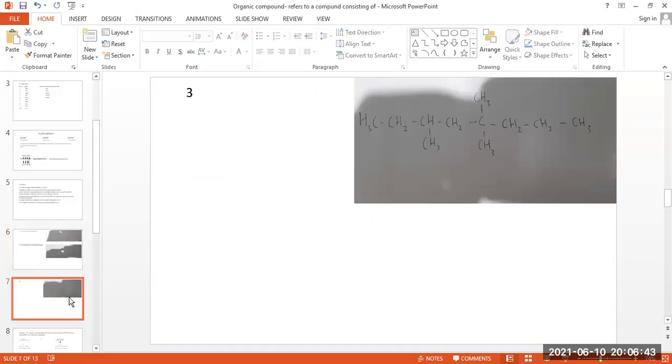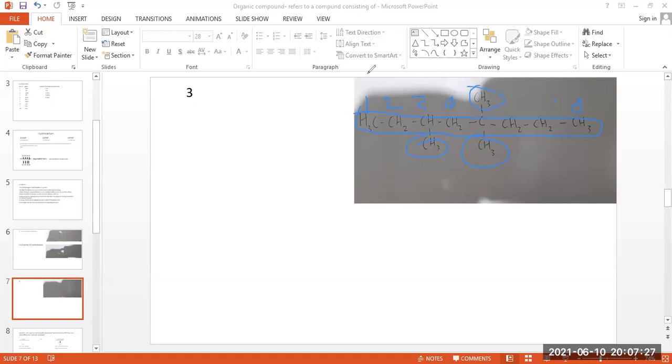Next, number 3, name this one. Okay. This is the longest parent chain, and these are the branches here, here, and here. Count from where the branch is nearer. So 1, 2, 3, 4, 5, 6, 7, 8. Sorry. I think this one is nearer. 1, 2, 3, 4, until 8. Okay, this is another branch.